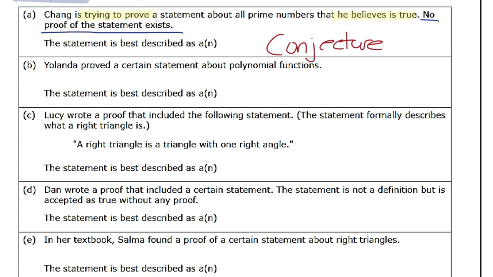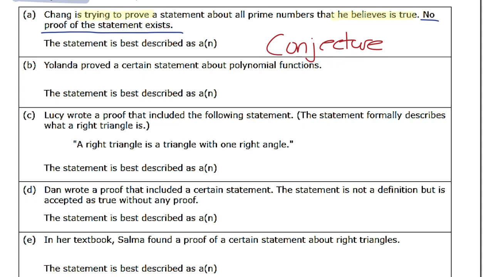because we are looking at it and we're going to be trying to prove it. We're coming up with this idea, this statement about all prime numbers, that he believes to be true. It could still be false, which a conjecture can be true or false. We just don't know. We have to prove it yet, which is what we're saying in these words. So that's called a conjecture.